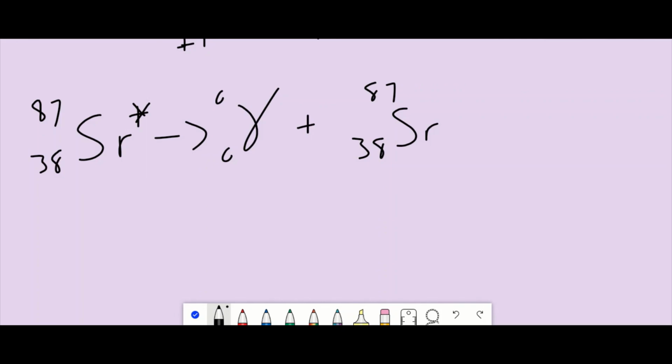And last but not least, the last symbol to mention is the neutron. A neutron looks like this: a 1, a 0, and an n, showing that it has a mass of 1 because a neutron has mass, but there are no protons in a neutron. So it's just 1, 0, neutron. You might see this a couple of times in problems where a neutron is lost.